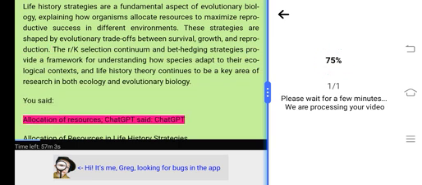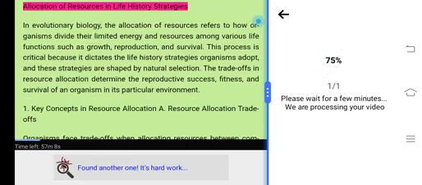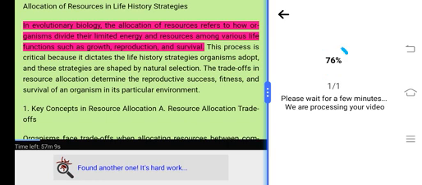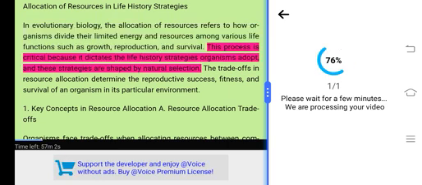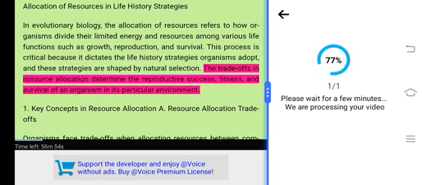You said: Allocation of resources. ChatGPT said: Allocation of resources in life history strategies. In evolutionary biology, the allocation of resources refers to how organisms divide their limited energy and resources among various life functions such as growth, reproduction, and survival. This process is critical because it dictates the life history strategies organisms adopt, and these strategies are shaped by natural selection. Trade-offs in resource allocation determine the reproductive success, fitness, and survival of an organism in its particular environment.